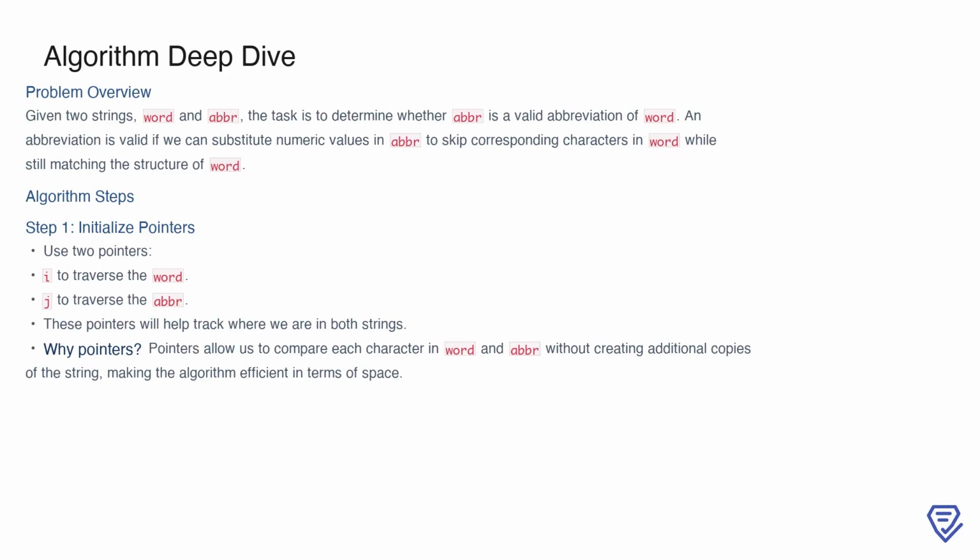To solve this efficiently, we can use 2 pointers. The first pointer, I, is used to traverse the original word, while the second pointer, J, navigates through the abbreviation. Using pointers is advantageous because it allows us to directly compare characters in both strings without creating additional copies, keeping our algorithm both time and space efficient.